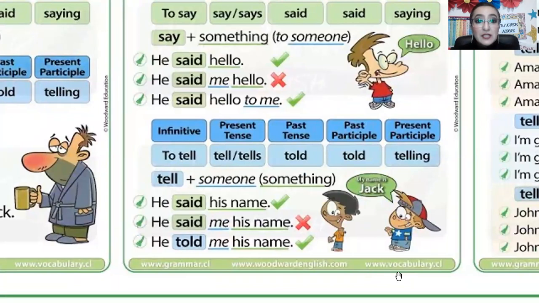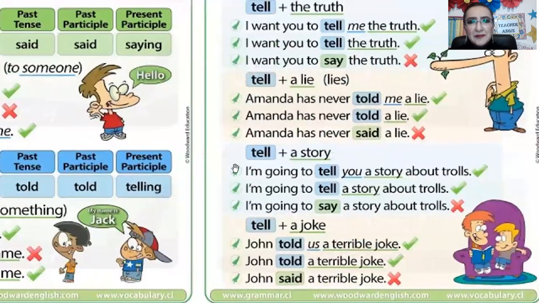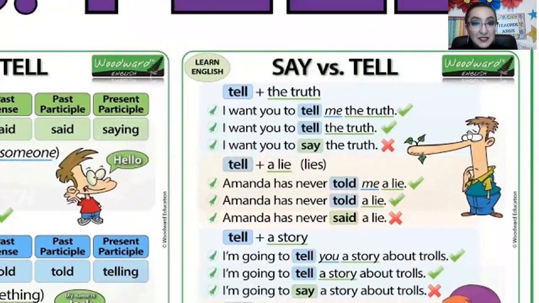Now let's see with this. He said his name. He said something. He said me his name. No, that's not correct. He told me his name. Oh, that's correct, because he told someone something. Someone is me. Something, his name. He said something to someone. He said something, his name, to someone if you need it. If not, don't worry. That's going to be the difference.